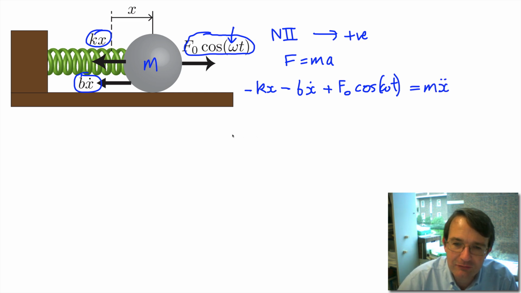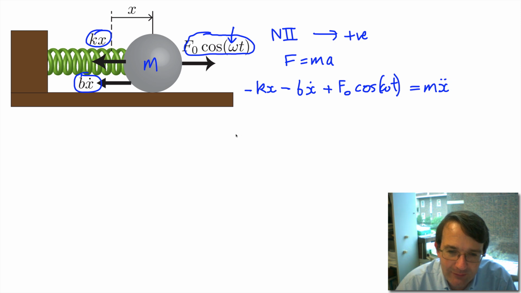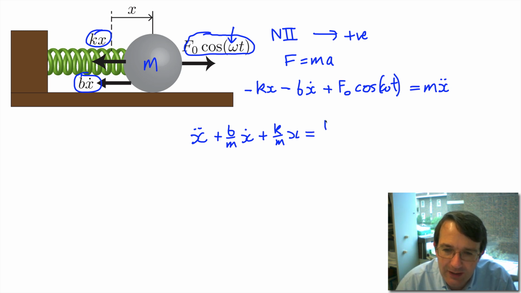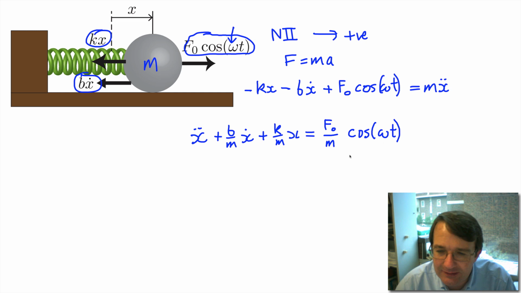So now we can rearrange this just as we've done before, and we get a differential equation that's our equation of motion. So here we have x double dot, plus b over m times x dot, plus k over m times x. And this is going to be equal to f naught divided by m times the cosine of omega times t.